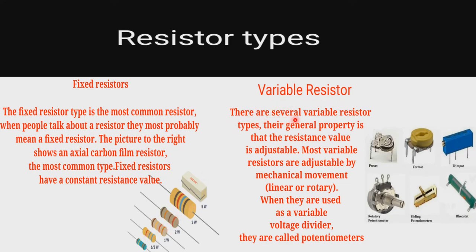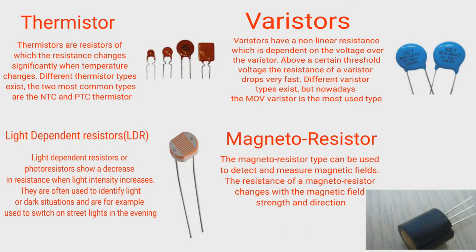There are several variable resistor types. Their general property is that the resistance value is adjustable. Most variable resistors are adjustable by mechanical movement, linear or rotary. When they are used as a variable voltage divider, they are called a potentiometer. And the other type of resistor is the thermistor.